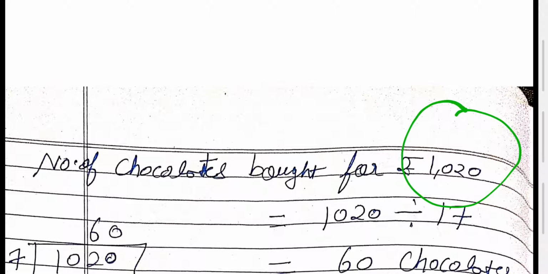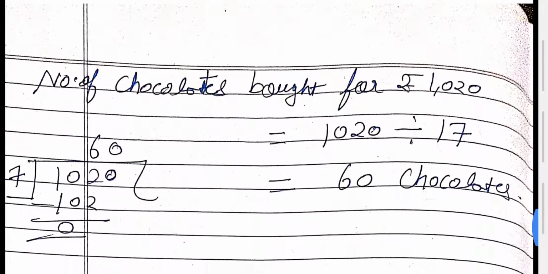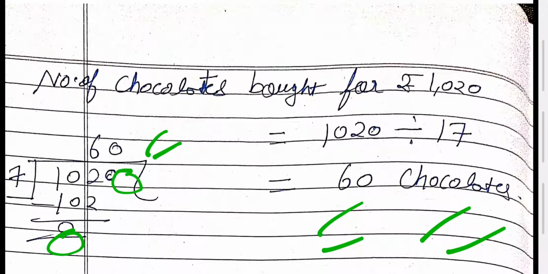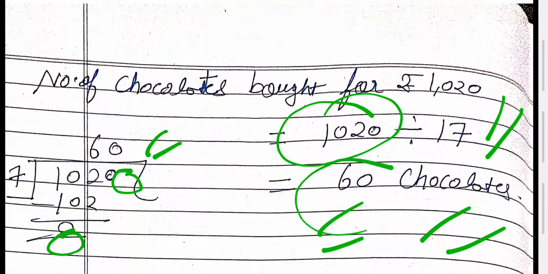Now the question is the number of chocolates bought for rupees 1020. How many chocolates can you purchase? Then divide the total money by the cost of one chocolate. I am dividing here. 7 6s are 42, sorry, 17 6s are 102. It becomes 0 here. The last 0 you can put as it is. So it becomes 60 chocolates. It means that if the cost of one chocolate is 17 rupees, then in 1020 you can purchase 60 chocolates.